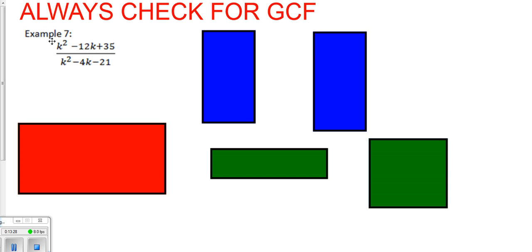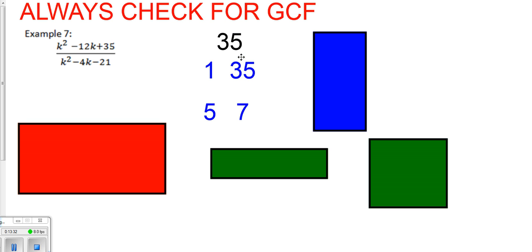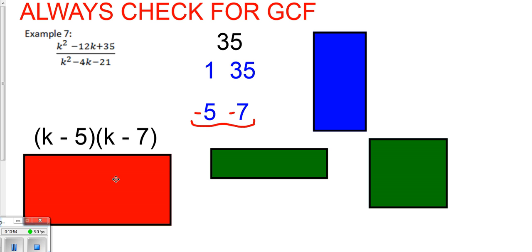In this top piece, a is 1, c is 35, so ac is 35. We've got 1 times 35, 5 times 7. We need it to be a negative 12. That means we're looking at negative 5 and negative 7. So these are going to be our factors. Now we don't need to break it up into 4 terms. We would just know that k minus 5 and k minus 7 are going to be our factors. Those are our shortcuts whenever a is equal to 1.